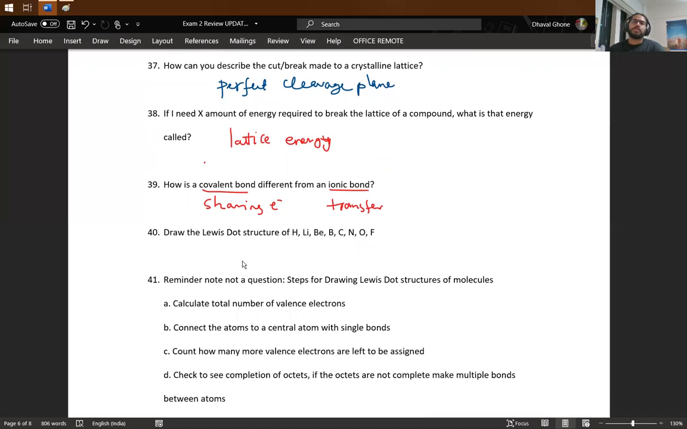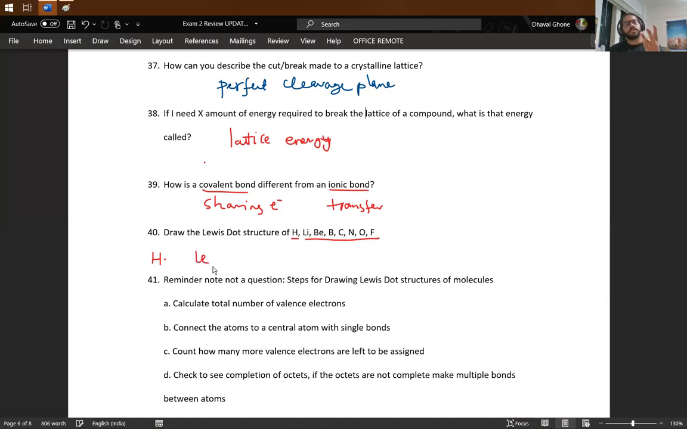Question 40. Draw the Lewis dot structures of all these elements. And so all these elements are period number 2 and period number 1 elements, and these are very commonly used for drawing Lewis dot structures. So to draw them, you write the element's name and you write how many valence electrons you have as dots. So hydrogen only has one electron in the valence shell, so I'll draw one dot next to it. This dot can be anywhere, top, bottom, left, right, doesn't matter. Just draw the right number of dots and it should be fine.